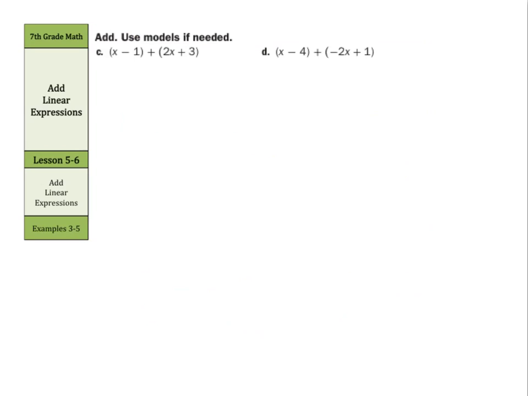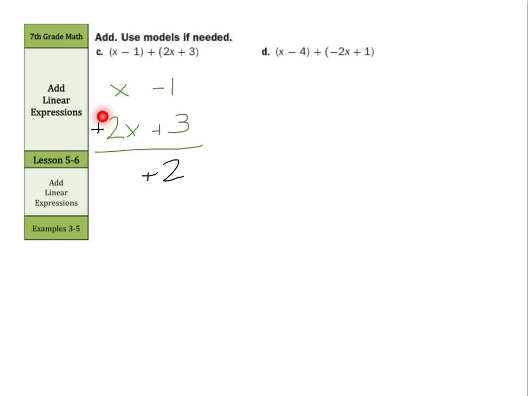So add, use models if needed. X minus 1 plus 2x plus 3. And let's try without a model here. Let's line these up. X minus 1 plus 2x plus 3. Well, here's how we need to see this. Negative 1 plus a positive 3. Again, negative 1 plus a positive 3. What is negative 1 plus 3 but a positive 2?